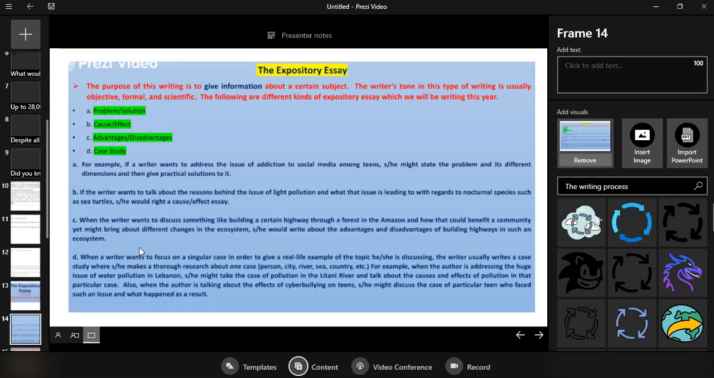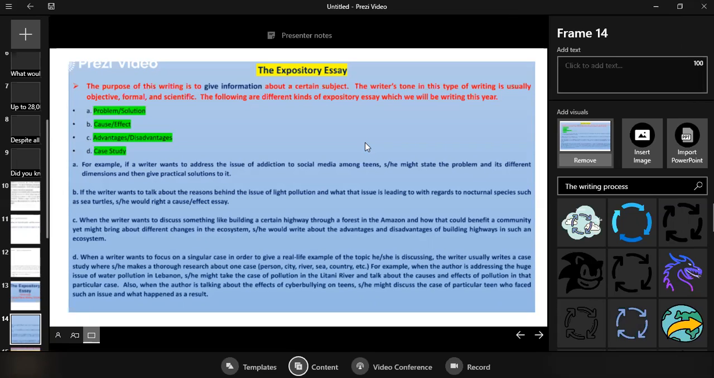Okay, and finally the case study, the one I was just discussing. Hassan, would you please read letter D? Yes. When a writer wants to focus on a singular case in order to give a real life example of the topic he or she is discussing, the writer usually writes a case study where she or he makes a thorough research about one case.